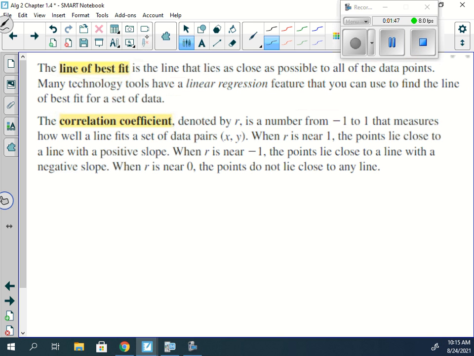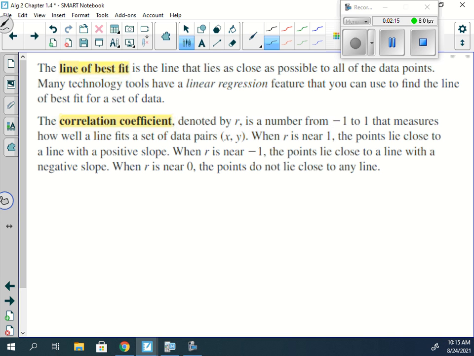The line of best fit is the line that lies as close as possible to all of the data points. Many technology tools have linear regression features that you can use to find the line of best fit for a set of data. So it will calculate the line of best fit for us. Now, the correlation coefficient, denoted by R, is a number from -1 to 1 that measures how well a line fits the set of data.